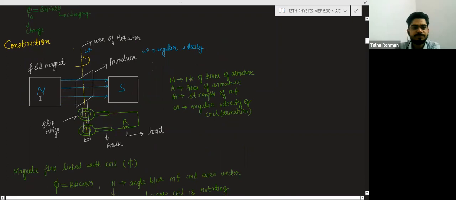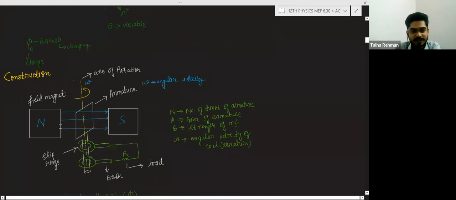So this is the construction. Basically, in an AC generator, there is a coil. This coil is known as the armature. These are the field magnets, and these field magnets are used for the magnetic field. These magnets produce the magnetic field, and these lines are the magnetic field lines. This coil is rotating in the given magnetic field. This is the coil and this is the axis about which the coil is rotated, so this is the axis of rotation. These are the field magnets. This is the armature.